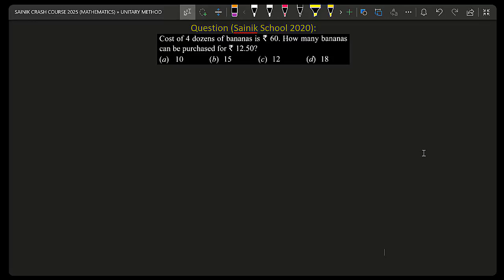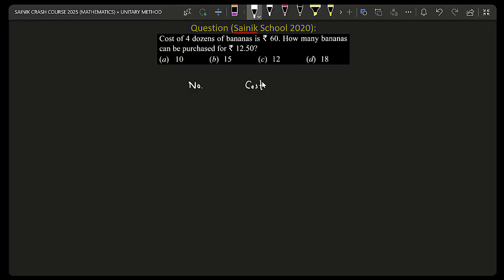Now which method do you want to use to solve this? Any method, your wish. First of all, don't confuse. You write the columns. What are the different quantities there? There are two quantities in this. I'll tell you the first quantity, you tell me the second quantity. First quantity is the number of bananas. What is the second quantity? Cost of the banana. Very good. So I'll write the number of bananas here and I'll write the cost here.